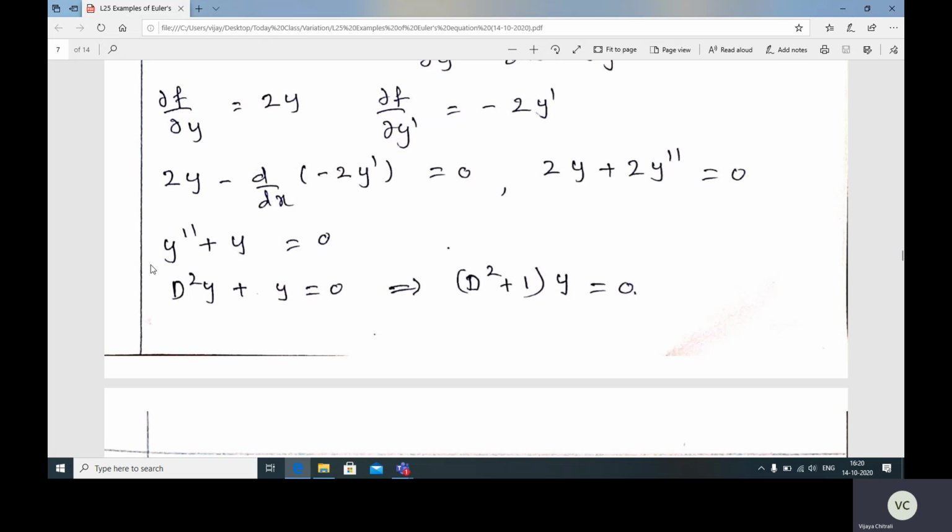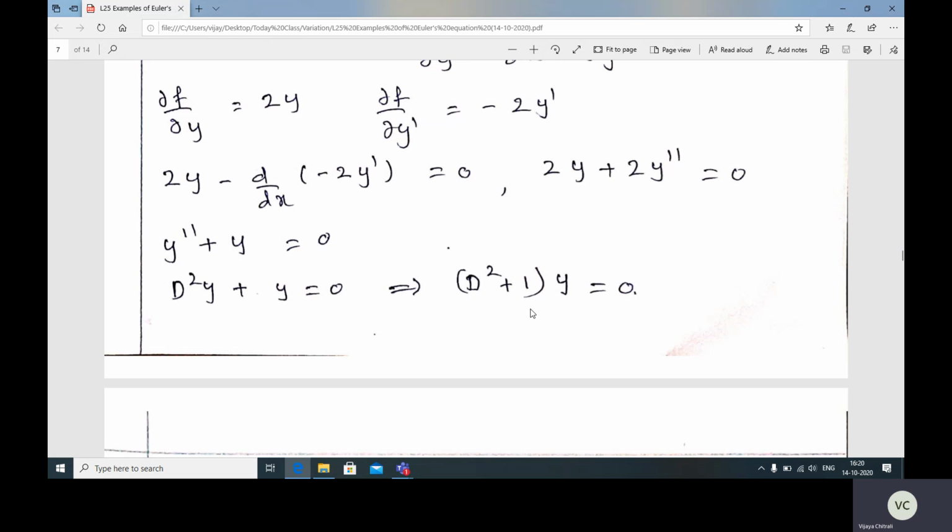Y double dash is nothing but d square y divided by dx square, and taking capital D as d by dx, d square will be d square divided by dx square. So we get the equation d square y plus y is equal to 0, and y is common, so d square plus 1 into y is equal to 0. We need to solve this for y.